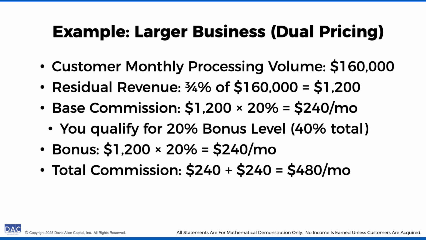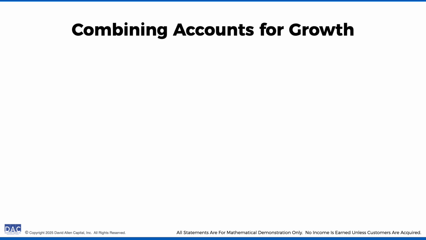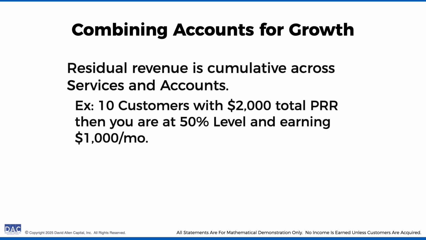That's pretty cool. So you want to combine all your customers together to climb up that ladder to get to the higher rank. So let's say you had 10 customers, some healthcare customers, a couple payment processing, and you got to 2,000 residual revenue, you'd be at the 50% level earning $1,000 a month. 20% base commission, 30% bonuses equals 50% total.